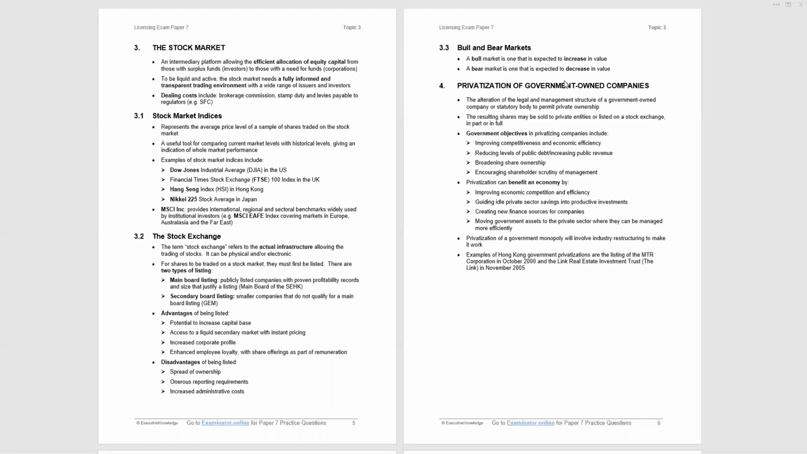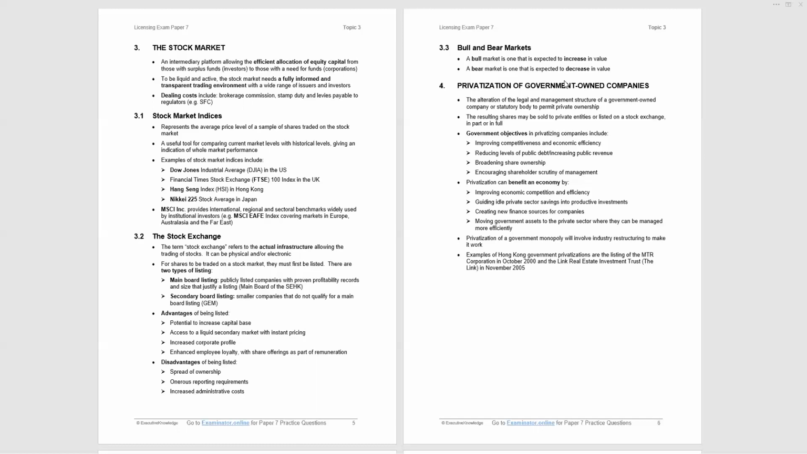Why would a government do this? Well, we list the objectives: improving competitiveness and economic efficiency generally in the economy, reducing levels of public debt, increasing public revenue, so you can pay off public debt with the proceeds of the share issue, broadening share ownership outside of just the government, encouraging shareholder scrutiny of management.